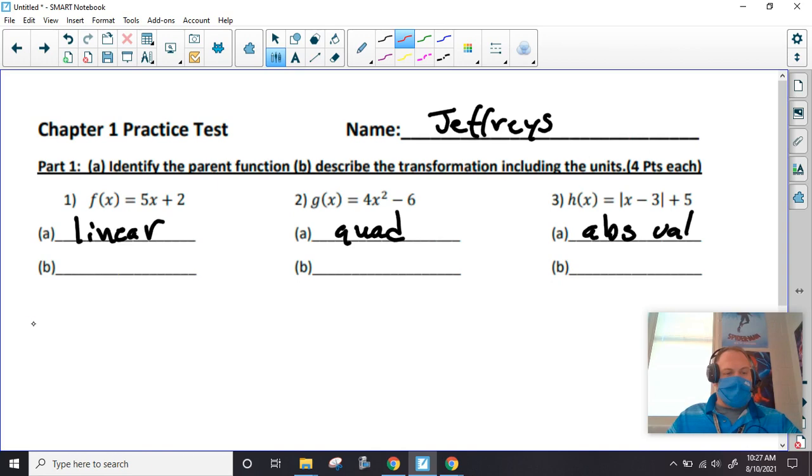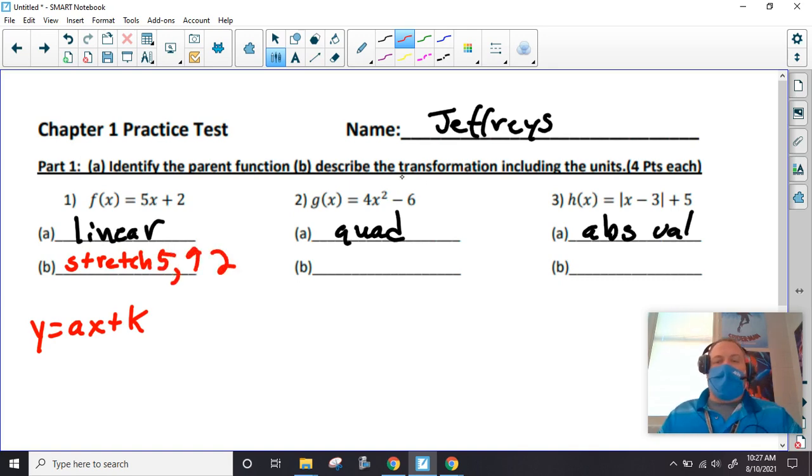Remember, linear looks like this. All right, we have an A value and a K value. So we have a stretch of 5 and then up 2. Now, on the directions, it says describe the transformation including the units. Okay, so this makes you know that you had to put the number there.